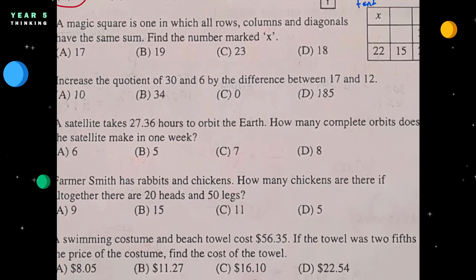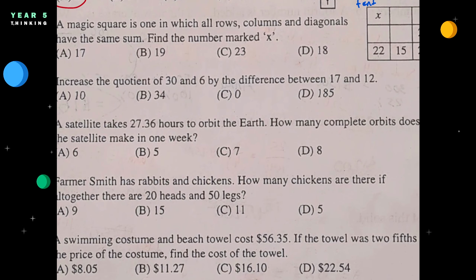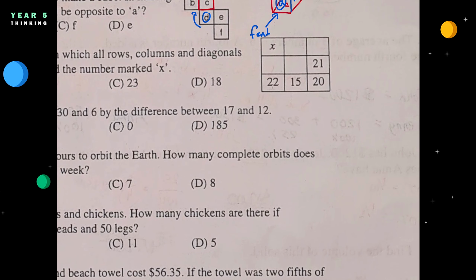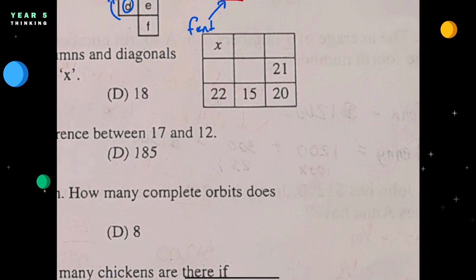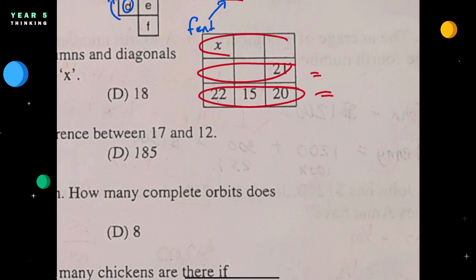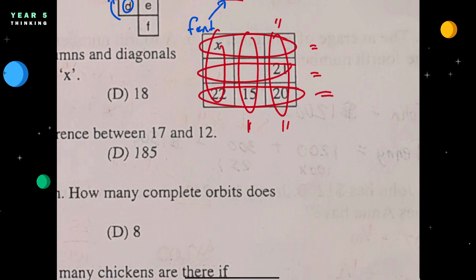Okay, next one says a magic square is one in which all rows, columns, and diagonals have the same sum, the same total. Find the number marked X. So here's your thing here. What we've got to do is we know that all of these add up to the same number. So that row must add up to some number, this row adds up to some number, and this row too. So they're all the same, and all of the columns add up to the same number, and even the diagonals are the same number as well.